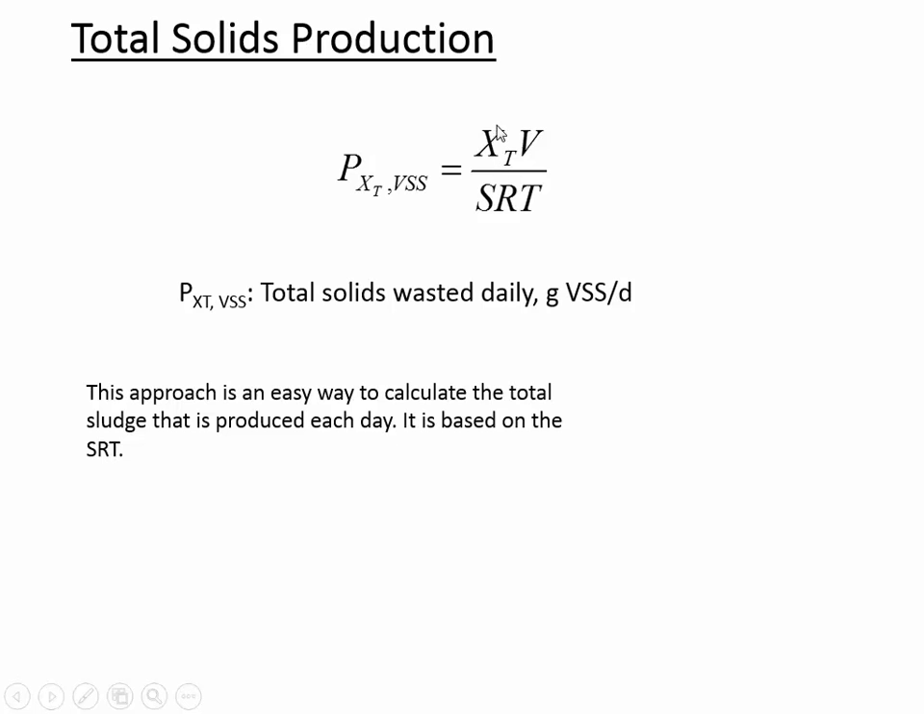It includes the total concentration of volatile suspended solids in the mixed liquor. We multiply that by the volume of the aeration basin and divide it by the solids retention time. Now, it's a little bit confusing because in a couple of slides we're going to see a different formula for P sub x of just the volatile suspended solids. But what this includes is both the volatile suspended solids and the other suspended solids that go into total suspended solids. So this is just based on the solids retention time.